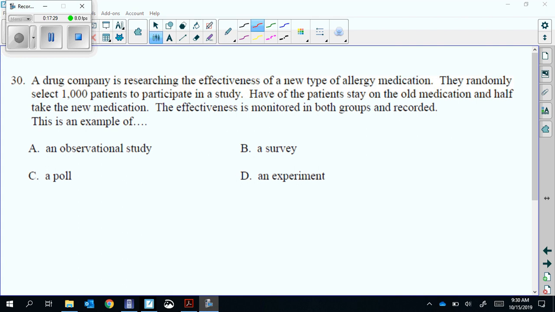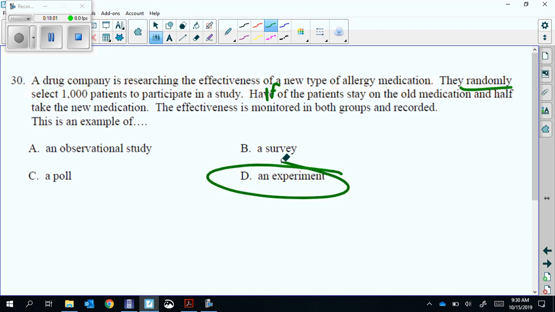So this one talks about the different types of research. They randomly select, so that's kind of a key there. And they have half of the patients stay on the old medication, half stay on the new medication. They monitor both groups and record. It is an experiment. They controlled what medication each group was getting. They gave half the patients the old one, half the patients the new one. That is an experiment.